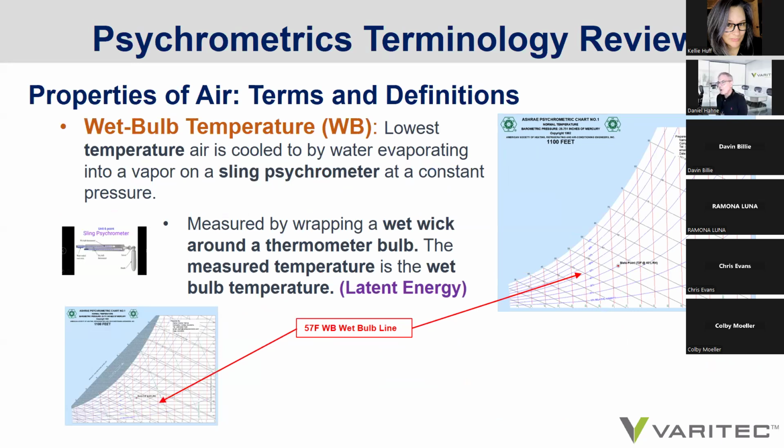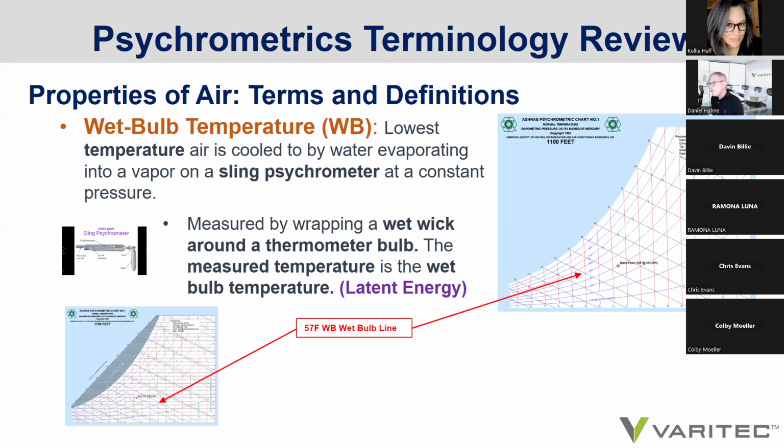Then from the chart, we can actually show what the wet bulb temperature is. Most air handler schedules, or all air handler schedules that I've seen, represent the total load in dry bulb and wet bulb temperature. So what is the definition of the wet bulb temperature? It is the lowest temperature air is cooled to by water evaporating into a vapor on a sling psychrometer. And we illustrated what that psychrometer looks like and defined it in the previous session.